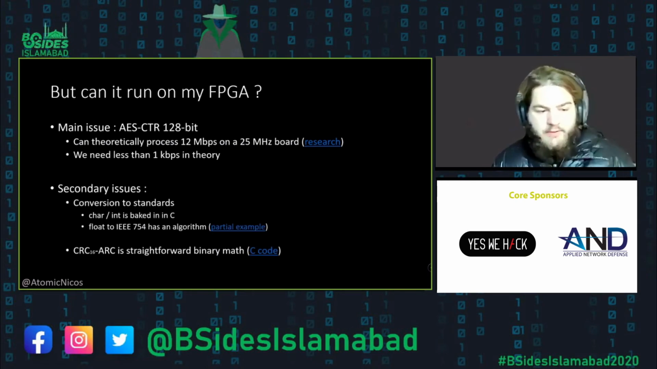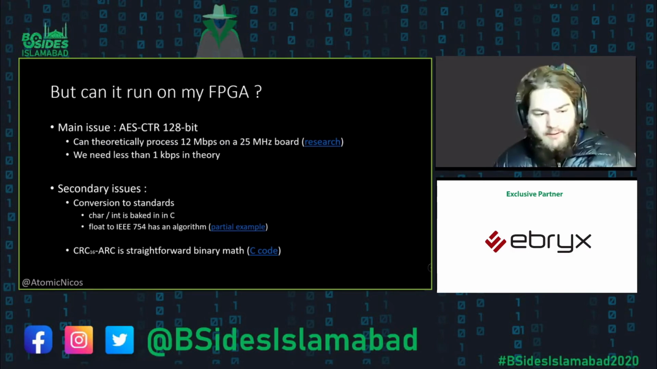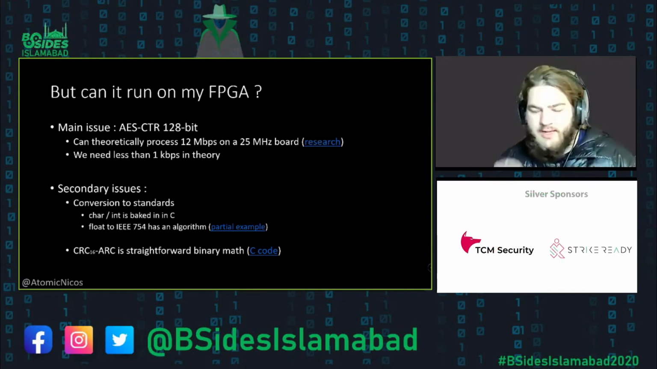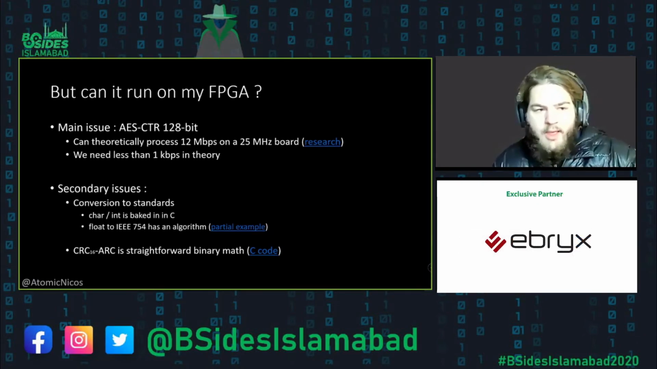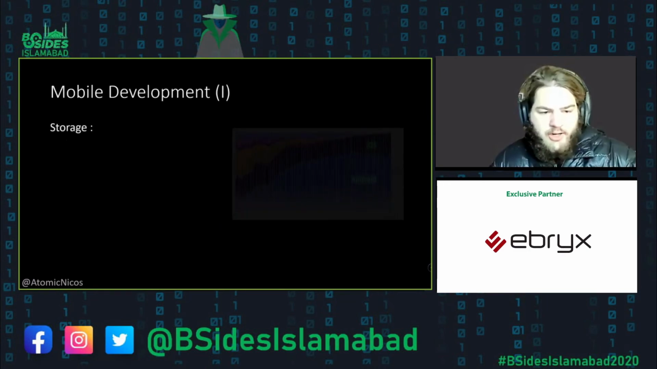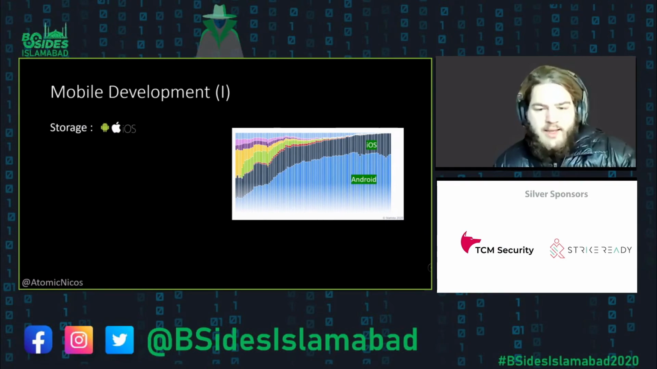Secondary issues would be the conversion to standards. Usually, most of your representations are baked in, but for floating point to IEEE 754 representation, there's a pretty sequential algorithm that just does binary additions, binary math. So left shifts, right shifts, and the like. And CRC16 has the exact same thing. It's binary shifts and the like. In terms of mobile development, well, for storage, if you're part of the 95% of devices that have Android or iOS, you have frameworks for preferences.